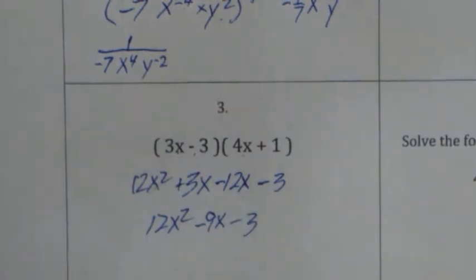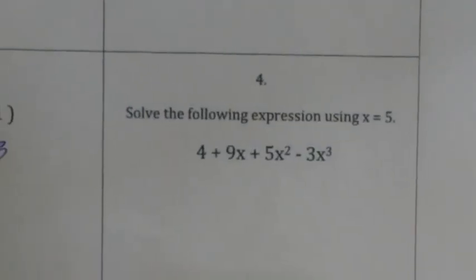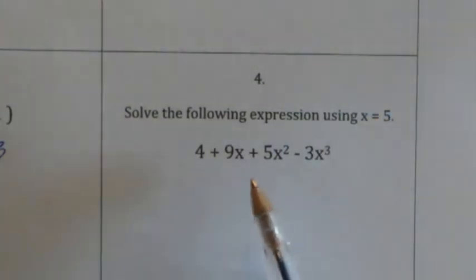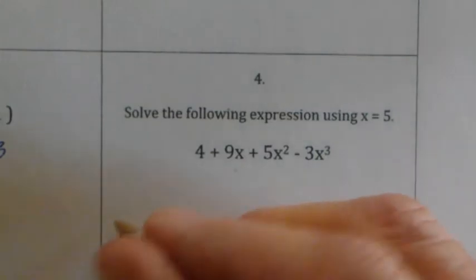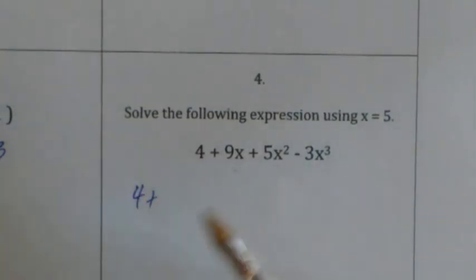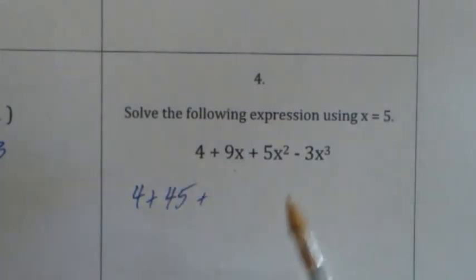Okay? Last one. Looks like a big expression. Solve the following expression using x equals 5. Well, all you got to do is put the 5 in wherever you see an x. So you got 4 plus 9 times 5, 45. You can use your calculator.